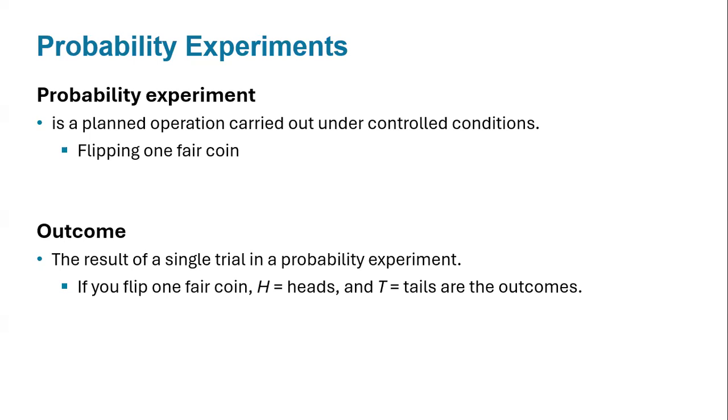And what's the outcome? The outcome is the result that we get for every single trial in any probability experiment. For example, when we flip a fair coin, we get heads or tails. Heads and tails are the outcomes. When we roll a fair die, we may get 1 or 2 or 3 or 4, 5 or 6. Numbers 1 through 6 are the outcomes, the result of every single trial.